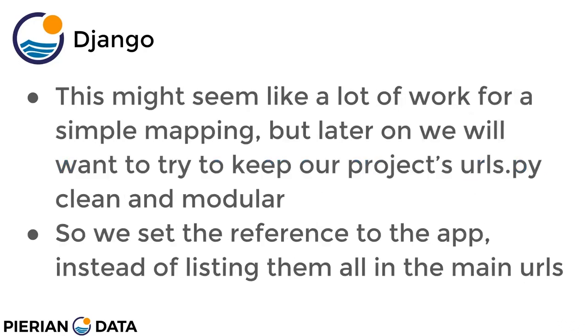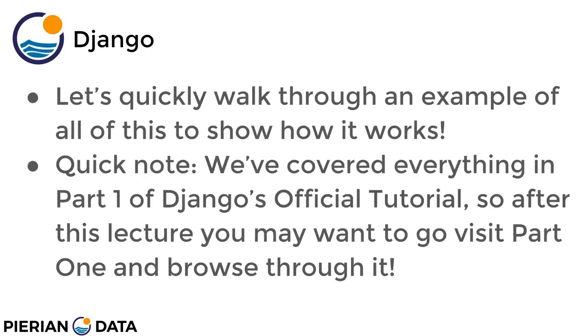This might seem like a lot of work, especially for such a simple mapping, but later on we really want to try to keep our project's urls.py file clean and modular. That way we set the reference to the application instead of listing them all in the main urls.py file. So you can easily plug and play with your application, since everything is modular now and the URLs are inside the actual application.